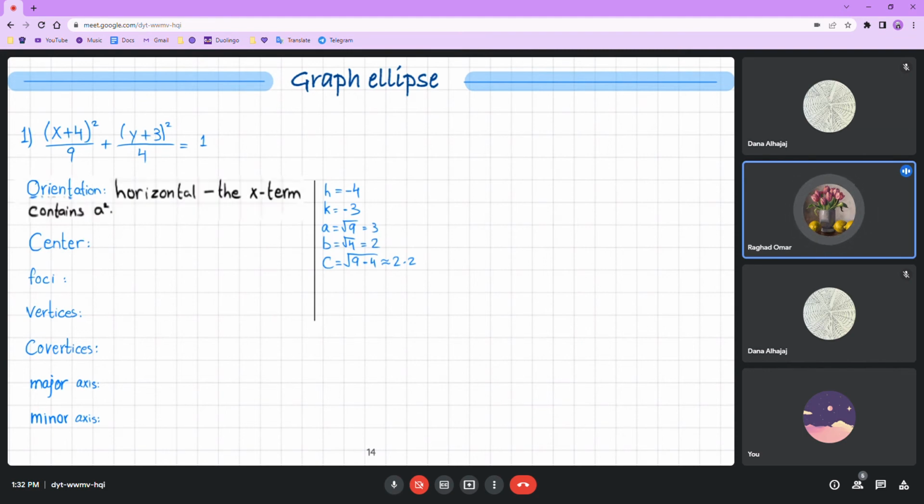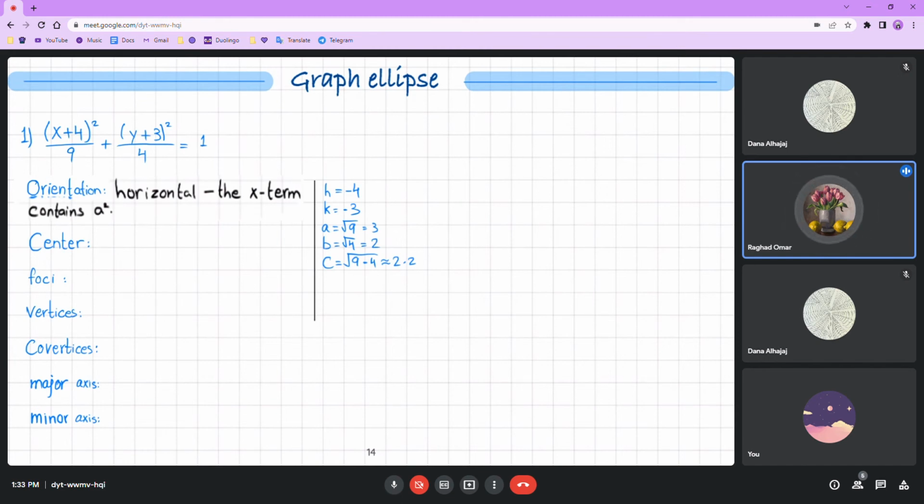And derived from the ABC relation, we can get the c, which equates to 2.2. Because the ellipse is not located at the origin, the center is (h, k), which is (-4, -3). The foci is (h plus or minus c, k), which is (-1.8, -3) and (-6.2, -3). The distance between the vertex and the center is a, so the vertices is (h plus or minus a, k), which is (-1, -3) and (-7, -3).